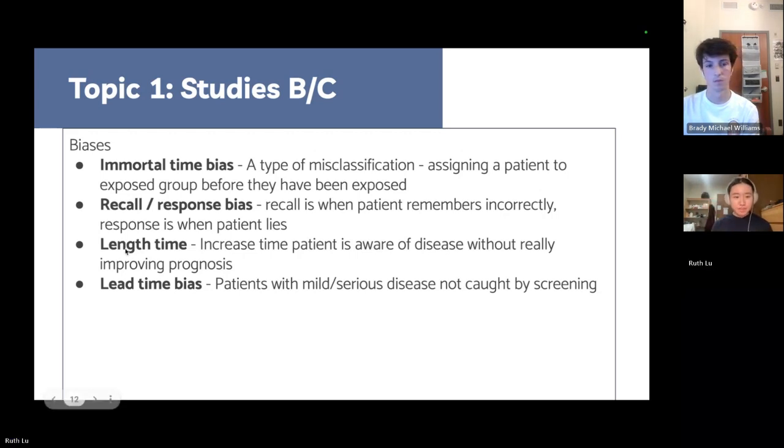Recall and response bias are kind of similar. It's when the patient tells you the wrong information. One of them is when they remember wrong, the other is when they just lie.